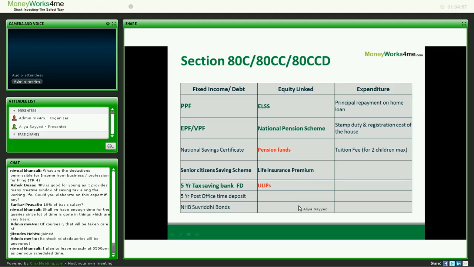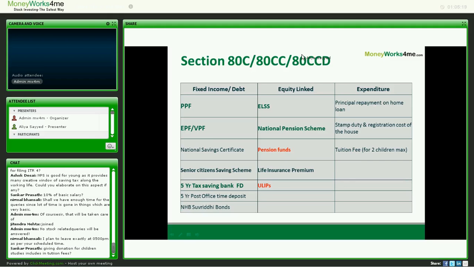So all these, if you already have a home loan and you are repaying a principal, or you bought a house and you have certain registration costs and stamp duty, or you have children for whom you are paying tuition fees, deduct that much amount from 1 lakh, and then the remaining amount you need to invest into fixed income or equity linked schemes as your risk profile may suggest.